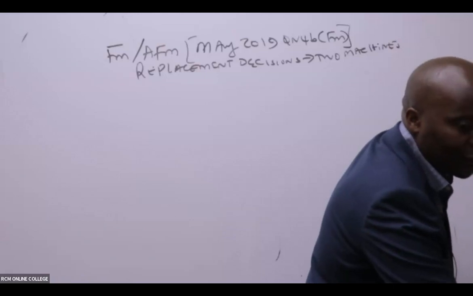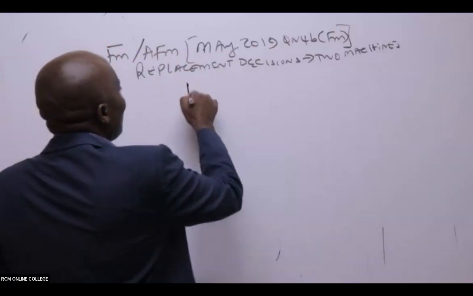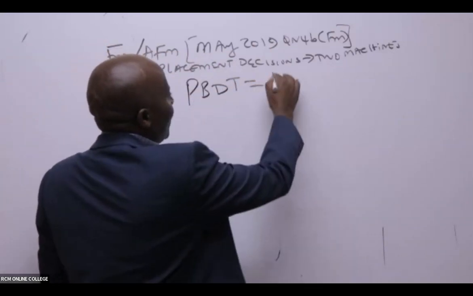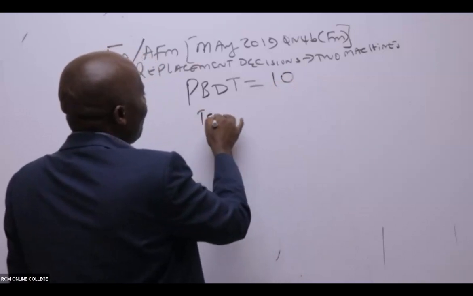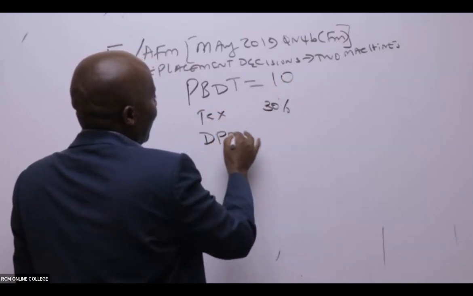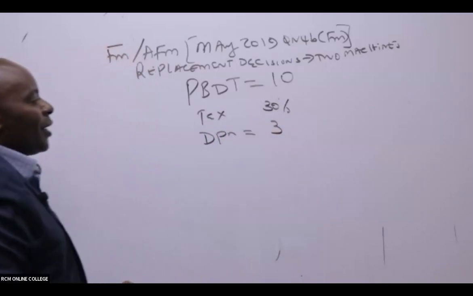But before I start doing it, I want us to remind ourselves here. If you are given profit before depreciation and tax of, say, 10, and then we have tax of 30%, and they have given us depreciation of, say, 3.